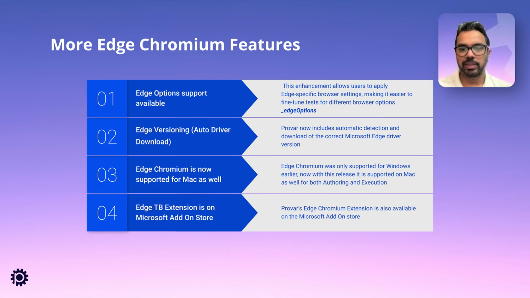The last one is around the extension. The way we have published the Chrome extension on the Google Store, now that we are supporting Edge as an authoring browser, we also have the TB extension available on the Microsoft add-on store. This is useful for organizations which, as per their security policy, do not allow downloading or automatically loading the extension for Edge. In that case, you can go to the Microsoft add-on store and download the extension directly from there. It is the same experience that you had on Chrome. You can do it for Edge Chromium as well after this.